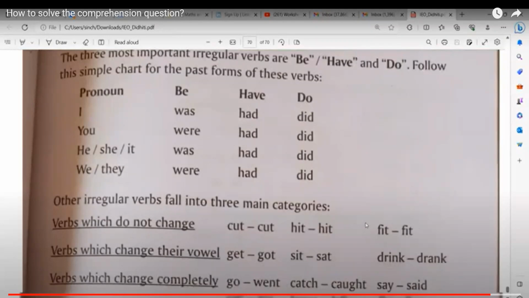Okay, can you tell me what is the regular verb and what is the irregular verb, Rajdeep? Ma'am, regular verb. Sing, sang, go, went. Irregular verb.